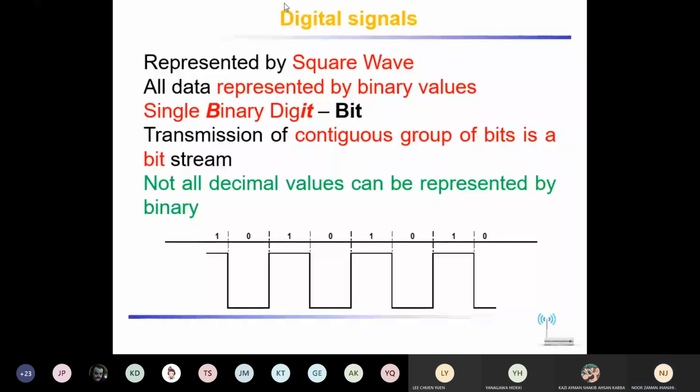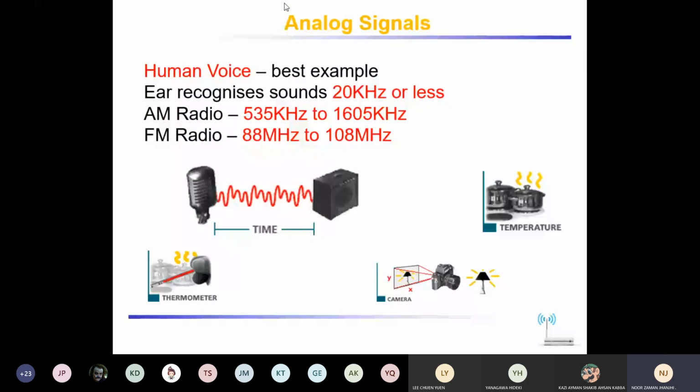Now, coming to the digital signals, they are represented by square waves. Analog signals are represented by waves. So you can see these are the waves. And those waves, we call them a sine wave. And you know what a sine wave is, you know what a wave is, you know what a period is, you know what a frequency is, you know what amplitude is, and these things.